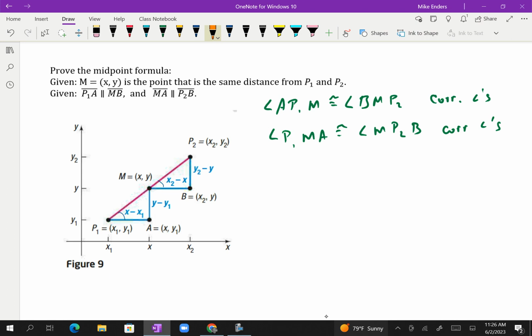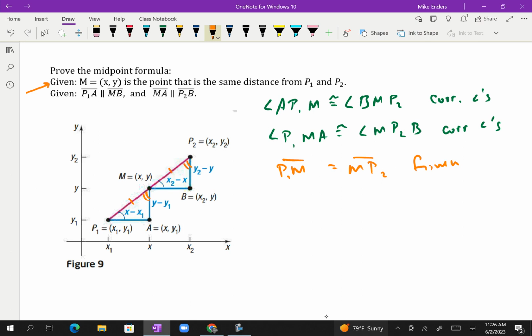And then we also have this angle and that angle equal to each other. The other things that we have is we are told that P1M is equal to MP2. And so that was this piece up here. Given M, which is (x, y), is the point that is the same distance from P1 to P2. So we can mark these two marks the same. So that was given information to us.